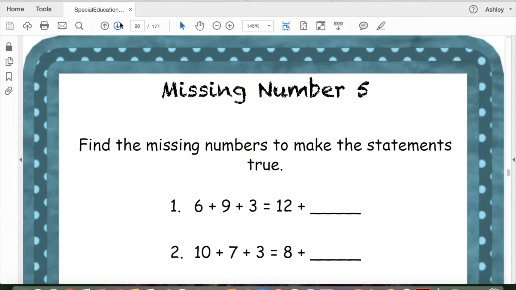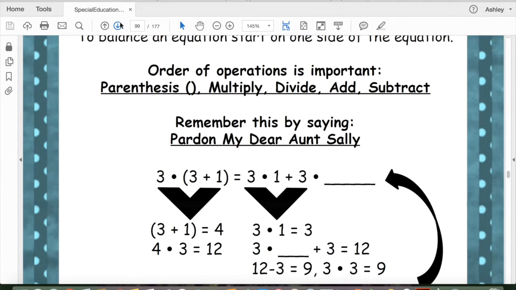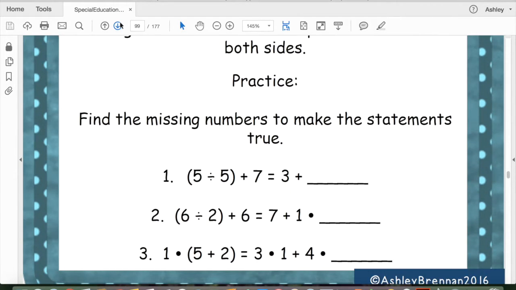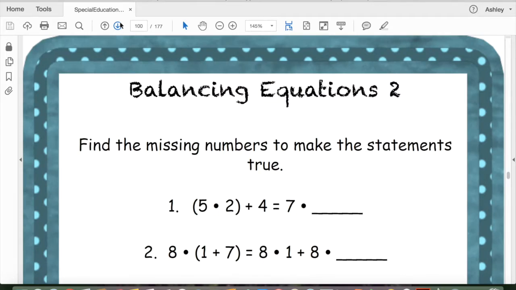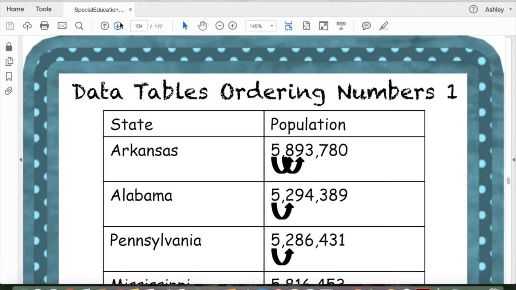Missing numbers. We have balancing equations. Again, remember the order of operations. That's all laid out for you. So they have an example problem to look back on or to help you with your teaching. Here we are, balancing equations.